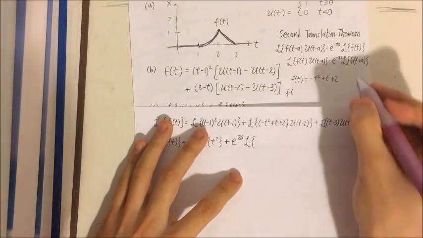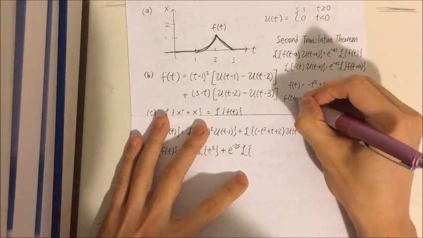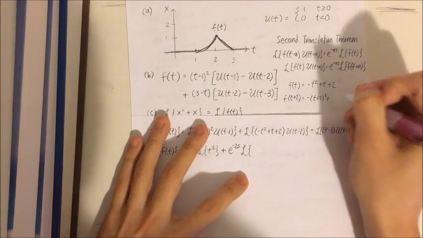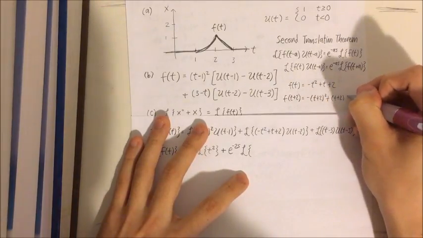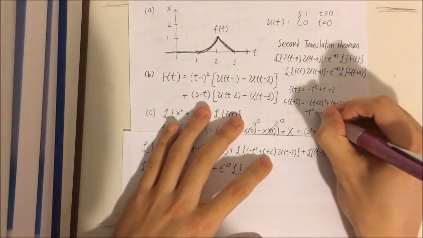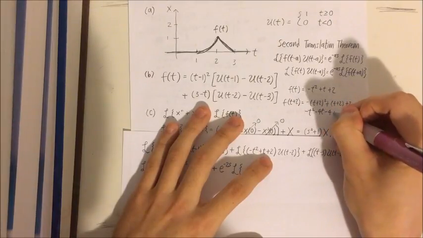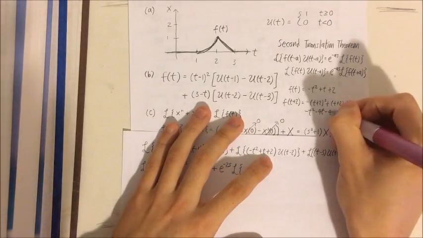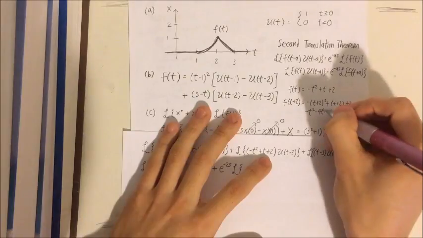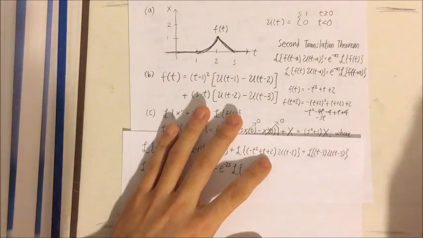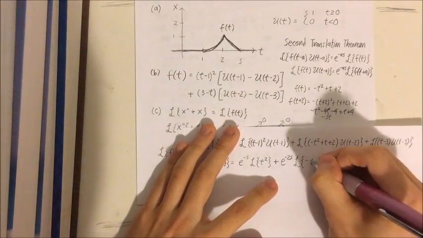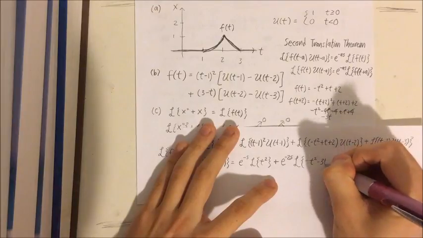f of, well, we're going to need t plus a, so t plus 2. F of t plus 2 is going to be negative t plus 2 squared plus t plus 2 plus 2. So this is negative t squared minus 4t minus 4 plus t plus 4. So these things cancel out, and the t over here combines to make negative 3t. So let's write it nicely over here. It's going to equal Laplace transform of negative t squared minus 3t.